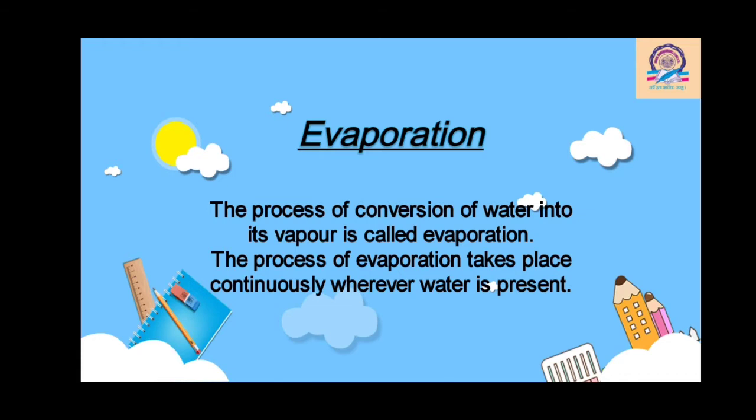It's known as evaporation. When water gets converted into its vapor, that is evaporation, and the process of evaporation takes place continuously wherever water is present. That means this process is continuous wherever water is present. In simple words, when water is converted into vapor, it is evaporation. Is it clear?